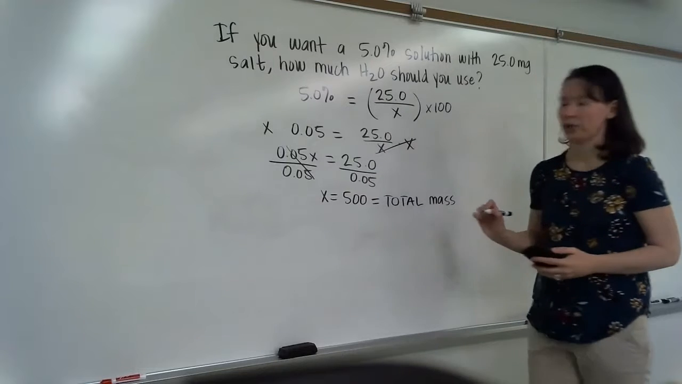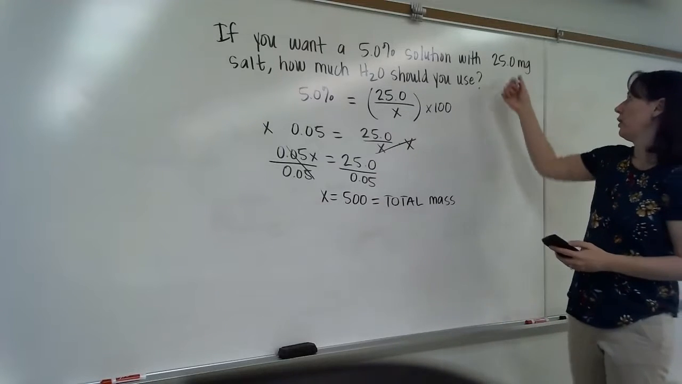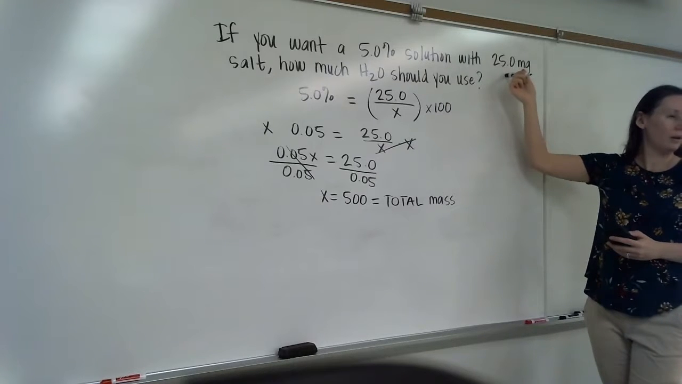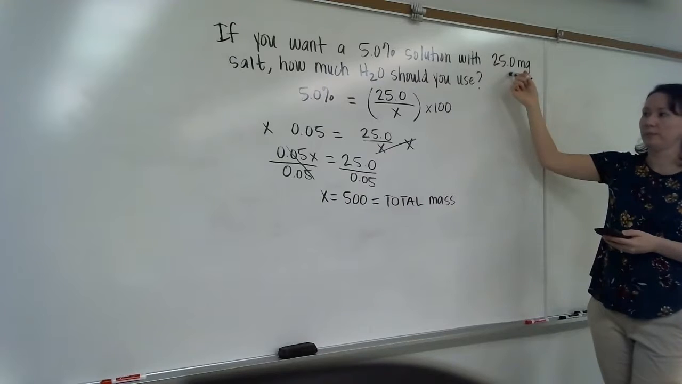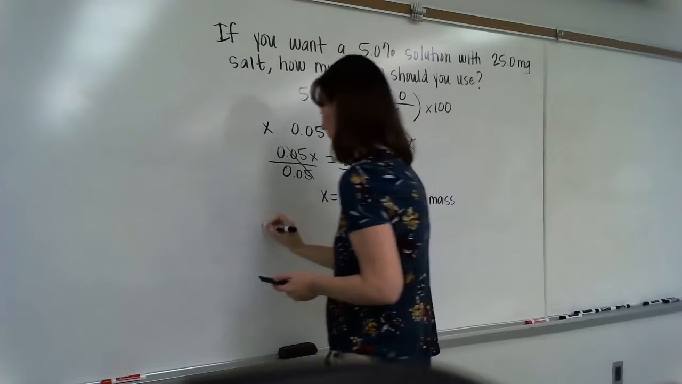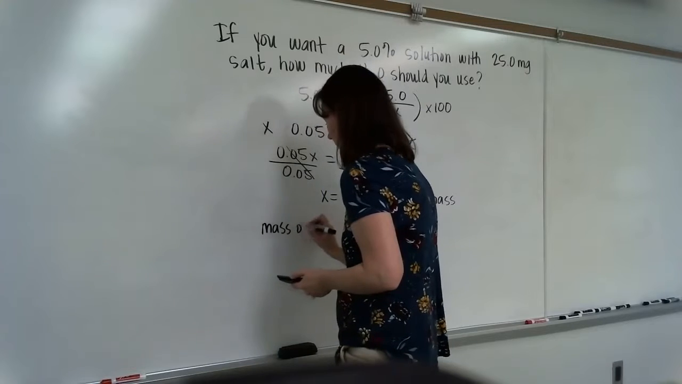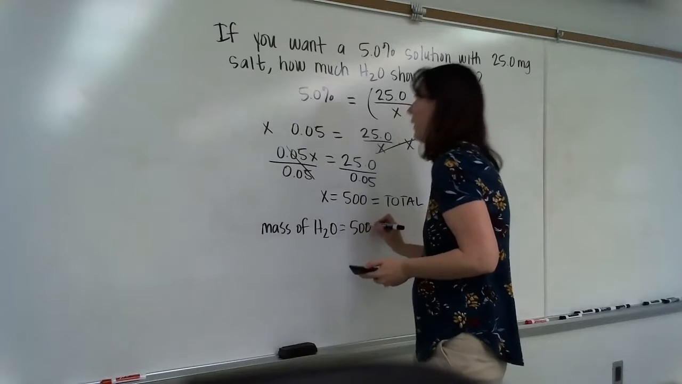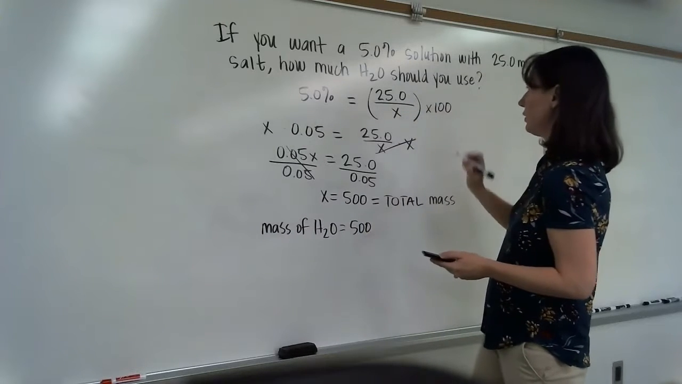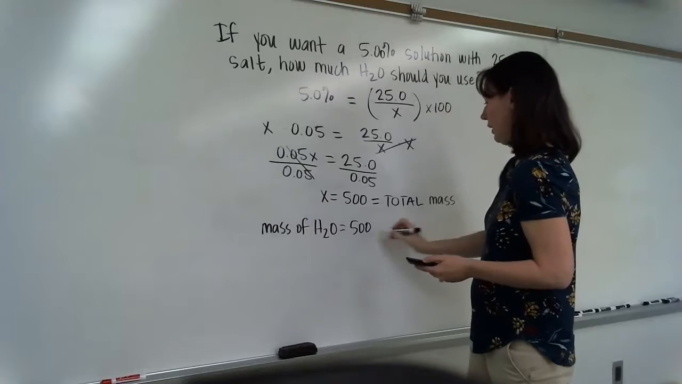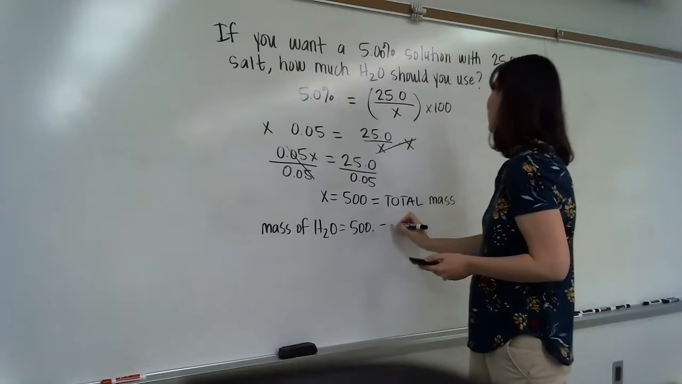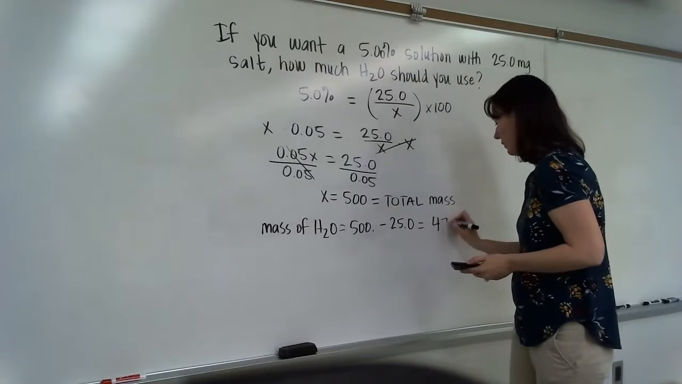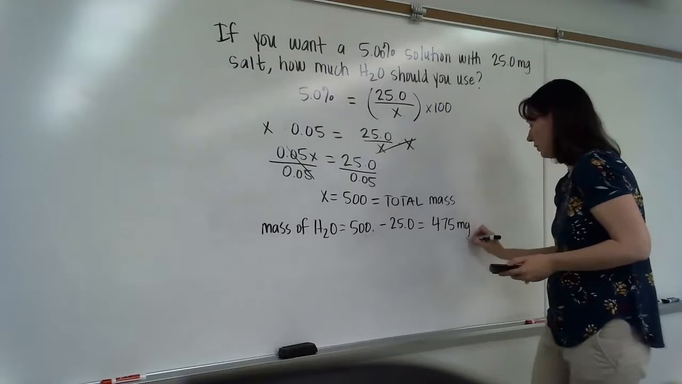What mass of water should I use? You have to factor in the 25 milligrams of whatever your solute is, salt. So the mass of water would be the 500, and we're keeping 2 sig figs. Let's make it 3 just so that I can keep that decimal place right there. Minus 25. So that would be 475 milligrams H2O.